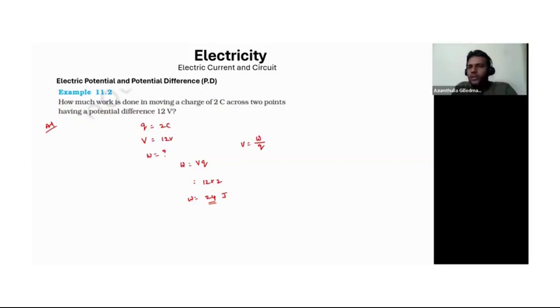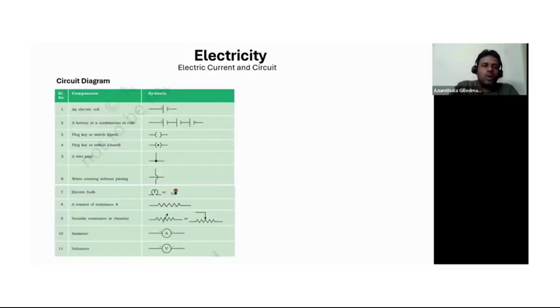So we learned about electricity, what electric current is, and solved a problem on electric current. Then we learned what potential difference is and solved a problem. Now let's look at the symbols that we use to draw a circuit. For a circuit, what symbols can we use? If you look at this, it is from your textbook, right? The electric circuit symbols, starting with the electric cell. We have been using this, right?